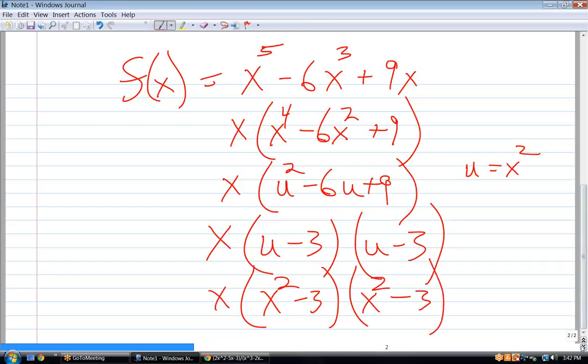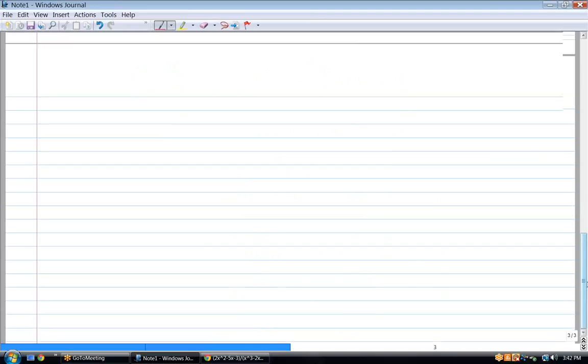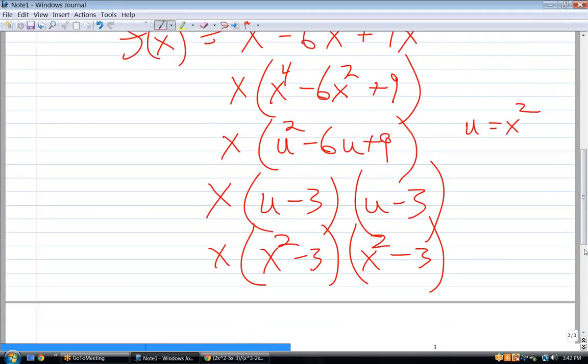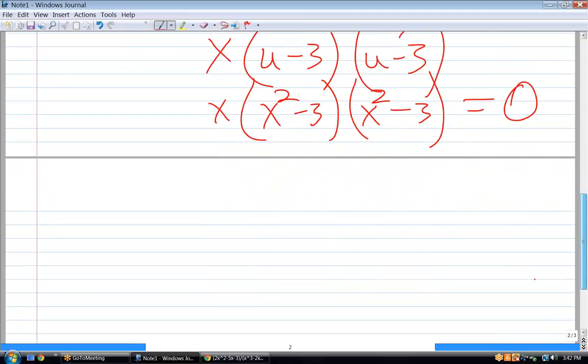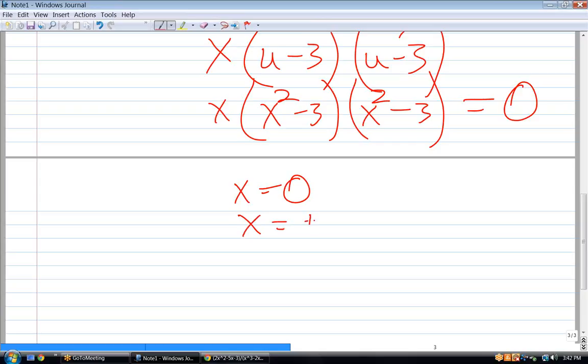Now what's the next step? Do you just find the zeros? Okay. What are they? 0, plus and minus root 3, and then another plus and minus root 3. So the multiplicity on this is what? And the multiplicity on this is what? The 0 is 1, and the 3 is 2. Okay.